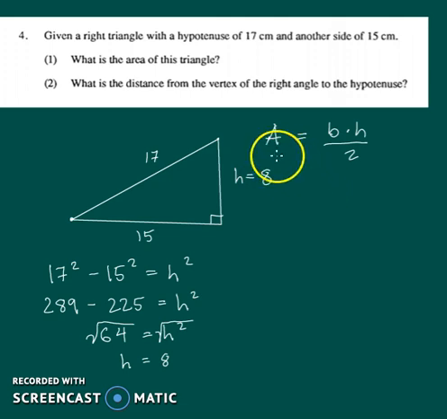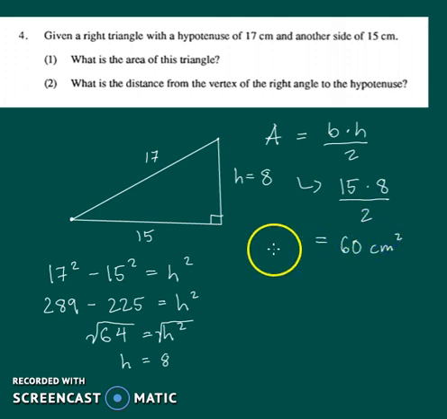Great, now we have all the measurements that we need in order to compute the area. So I'm just going to plug that in here. So the base, 15, the height is 8, and we divide by 2, which gives us 60 centimeters squared. That's the area of the triangle. Okay, great. So we found the answer to the first part of the question.